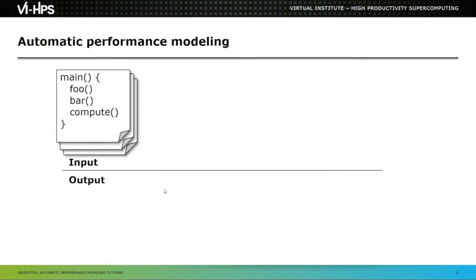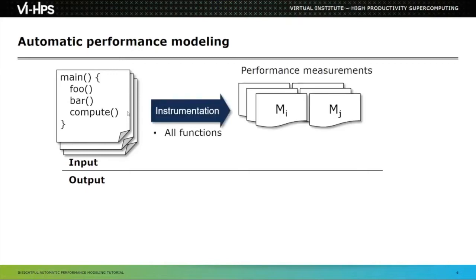So our solution for that is automatic performance modeling. Better said, empirical automatic performance modeling, because what we do is we run small scale experiments, empirical measurements, that you can see here. We have a program, just program main in this case. We have a few methods, foo, bar, compute, and that's our first input. Now we go ahead and do instrumentation of this program and all of its functions. And then based on that, we get empirical performance measurements.